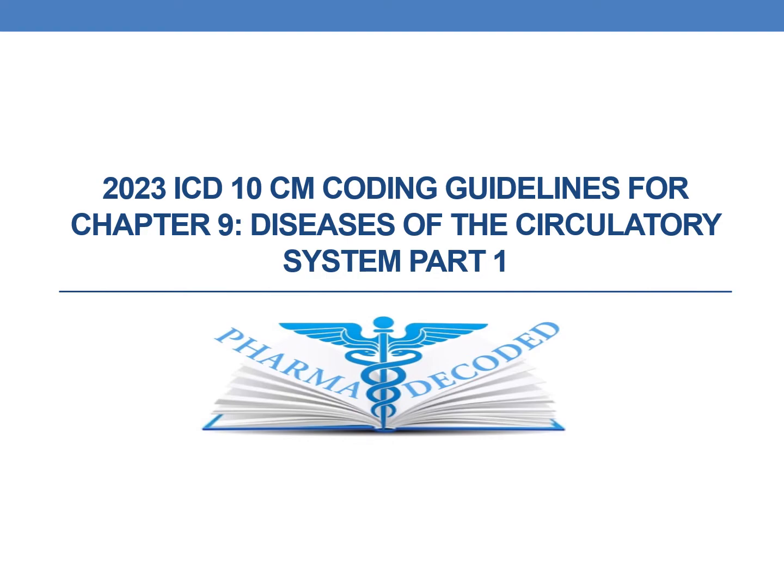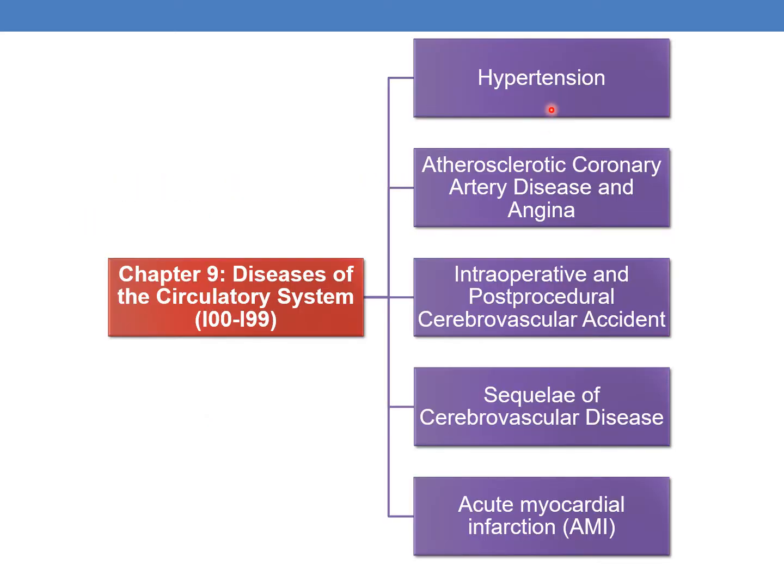Hello everyone, now let us discuss the 2023 ICD-10-CM coding guidelines for Chapter 9, Diseases of the Circulatory System, Part 1. Now let us discuss the various topics that are covered under this chapter.